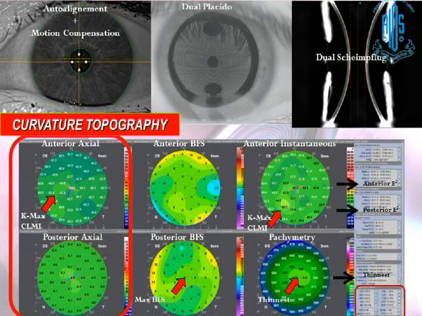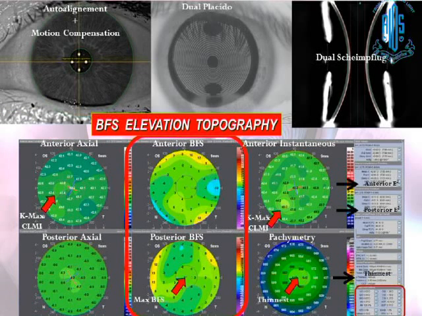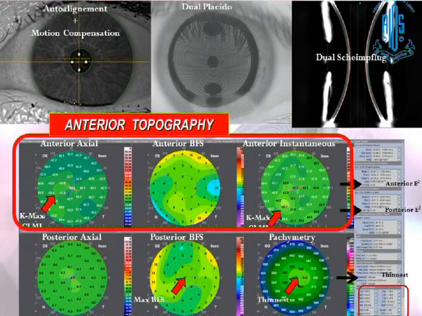You will get a curvature topography, that is anterior curvature and posterior curvature. You will get a best fit sphere elevation topography, anterior and posterior surface, which will start indicating what is going wrong somewhere. So this is basically the anterior topography, and this is the posterior topography.